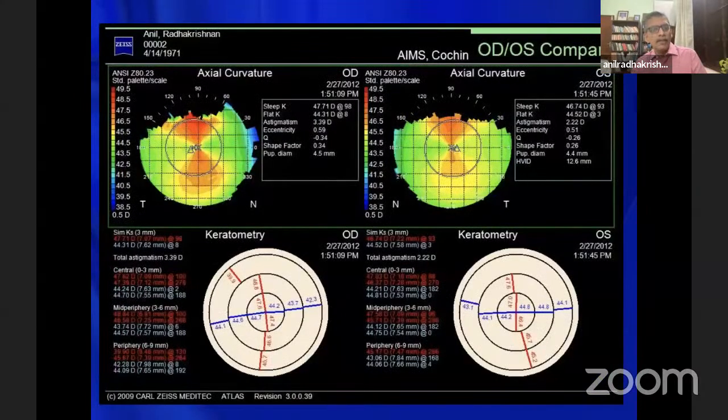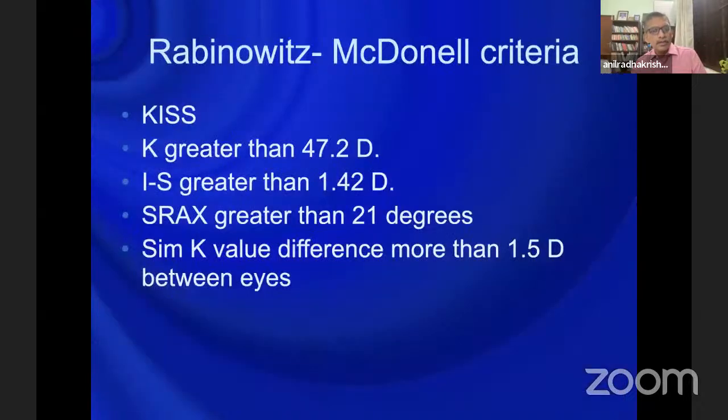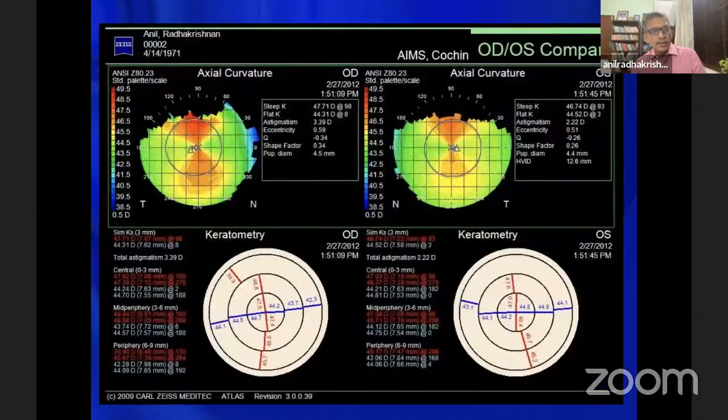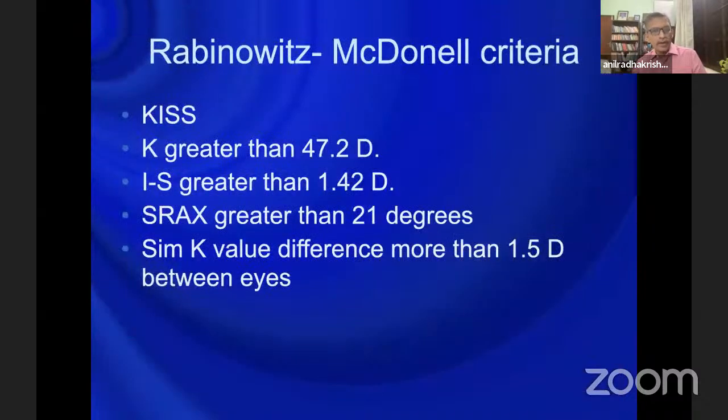If this is 3 millimeter, between this, sorry, can you see the cursor here? If you look at the value here and here, this should be almost normal. Small changes are okay. Up to 1.26 can be considered normal. If it is way beyond that, it is abnormal. It happens only in an asymmetric cornea.